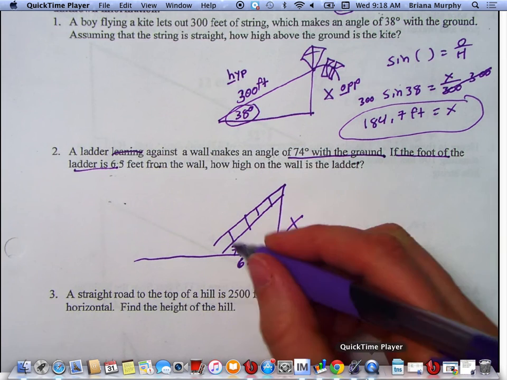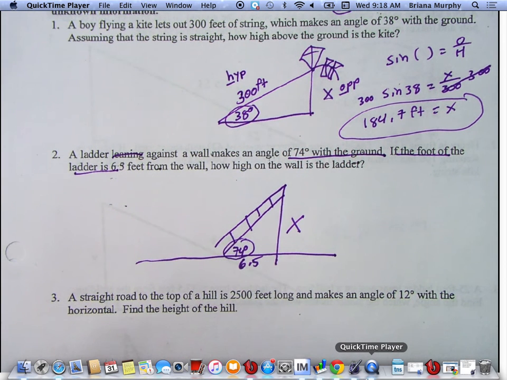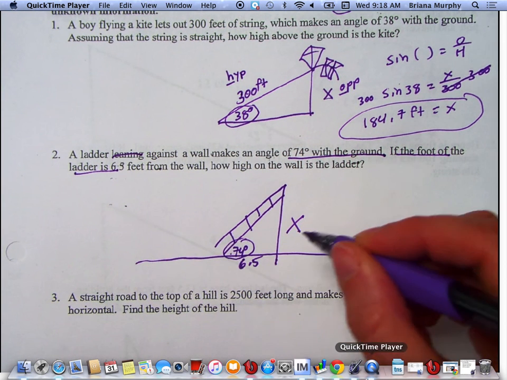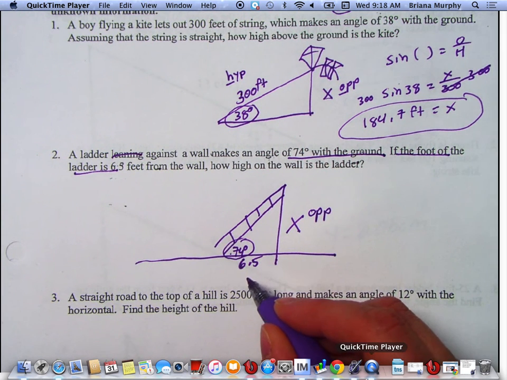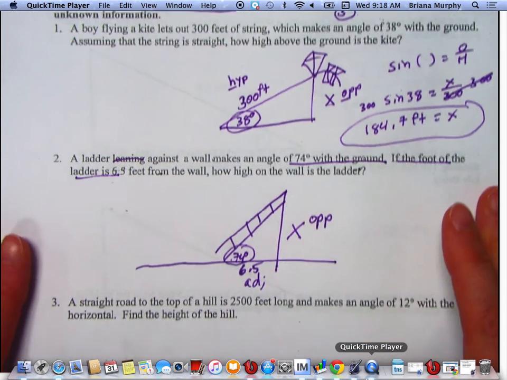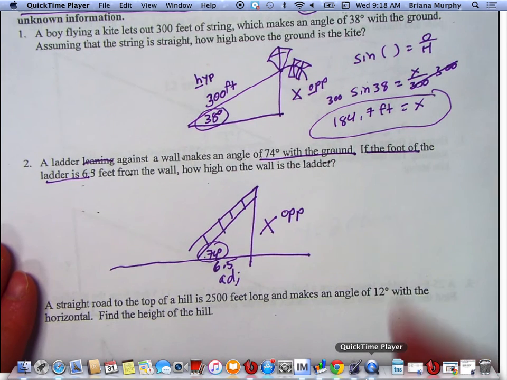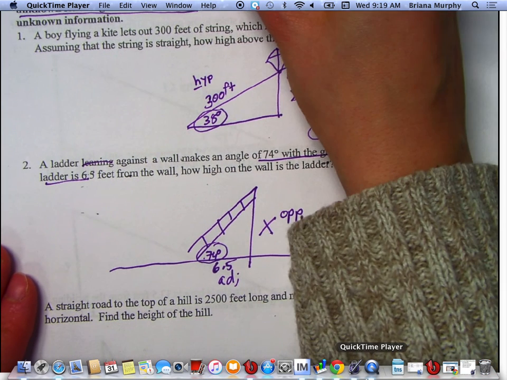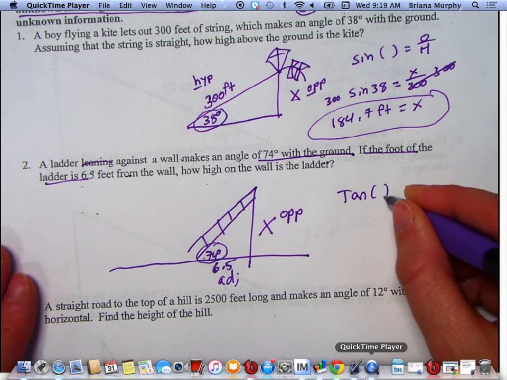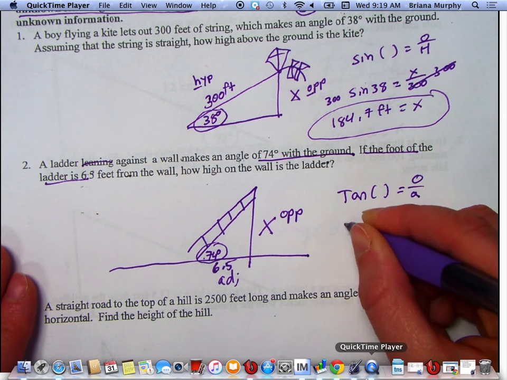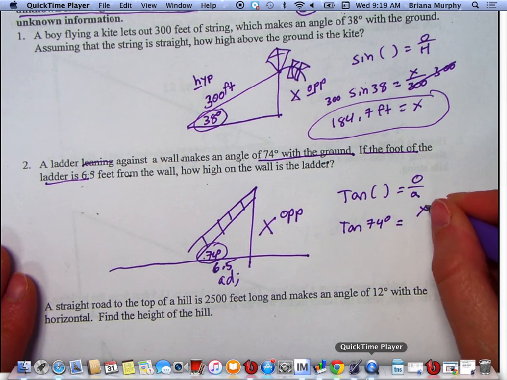Okay, so from 74 degrees, what is x to 74 degrees? Opposite, adjacent, or hypotenuse? Let's look. Opposite. 6.5 is the adjacent. Okay, which one of SOHCAHTOA uses opposite and adjacent? Tan. Yep, TOA. So we're going to go tan of the angle equals the opposite over the adjacent. So tan of 74 degrees equals x over 6.5.